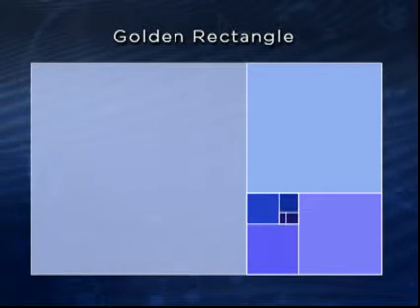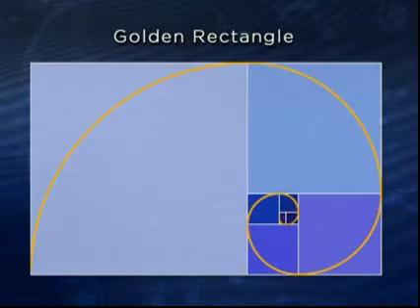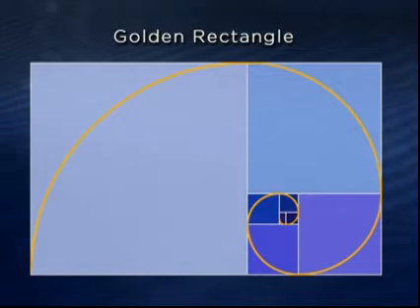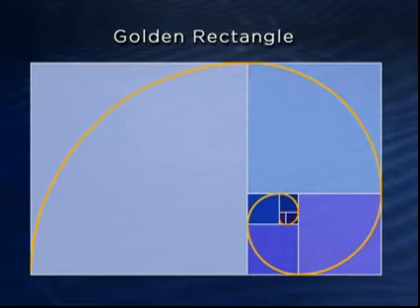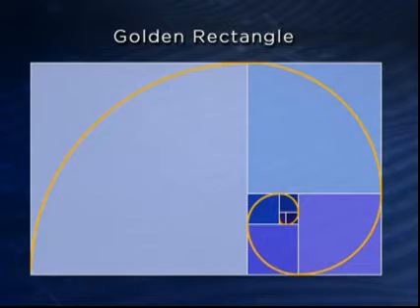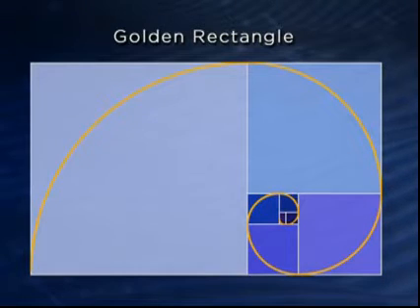In fact, if you inscribe a curve inside each one of these squares, roughly a quarter circle in each square, you get this beautiful curve. And it's actually called a logarithmic curve. And when we look at that, it's this sort of spiral, and it's just one example of a logarithmic spiral. And there are others depending on the size, but this is the one related to the golden ratio.